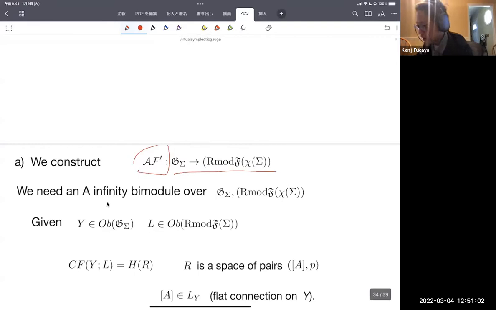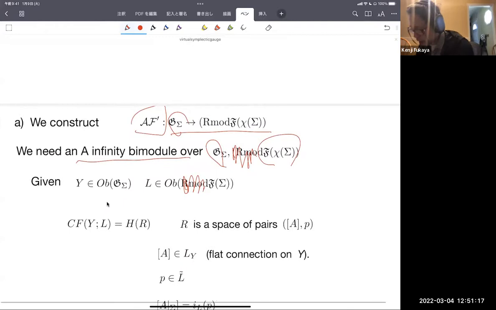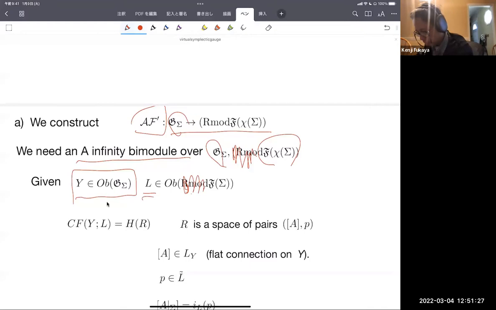So what we need is to construct an A-infinity bimodule over this A-infinity category and over this A-infinity category. Then we get this A-infinity bimodule. So what is this? An object of this category is a three-manifold, and an object of this category is a Lagrangian submanifold. So what we need to construct is, given a three-manifold and a given Lagrangian submanifold, a module.